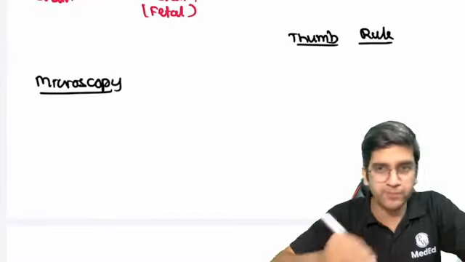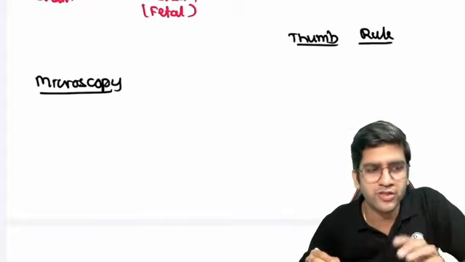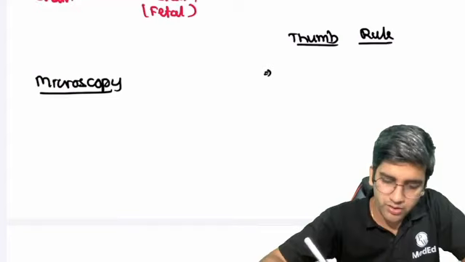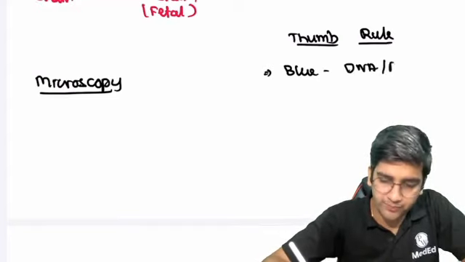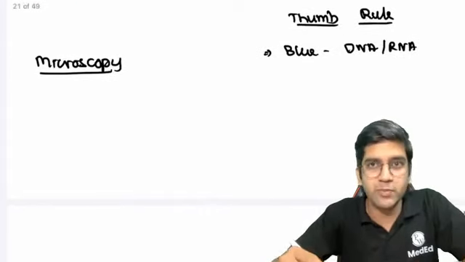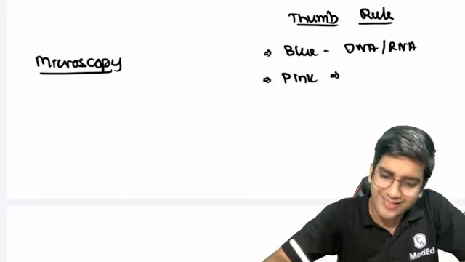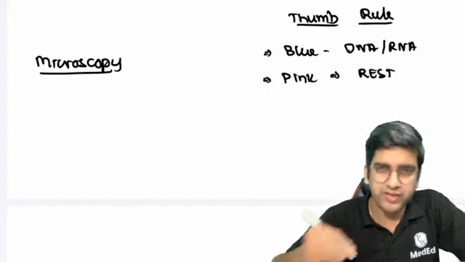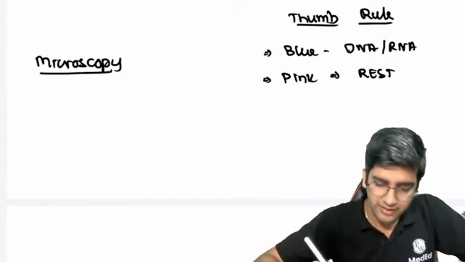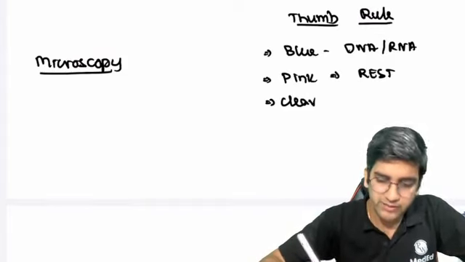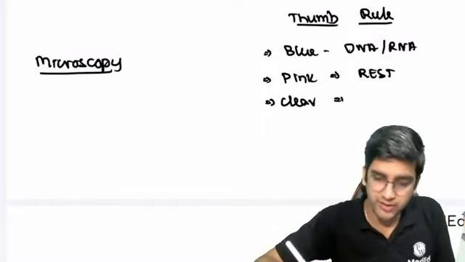For any biopsy you see from now on, be it in your MCQ or in your college, the easiest thumb rule is: if it's blue in color, it's DNA or RNA. Anything with nucleic acid will be blue in color. If it's pink in color, rest everything in the cell is pink. Apart from DNA and RNA, anything in my cell is pink in color. And if it's clear, that's colorless or white, because the background is white, right? If something is white or colorless, it is fat.